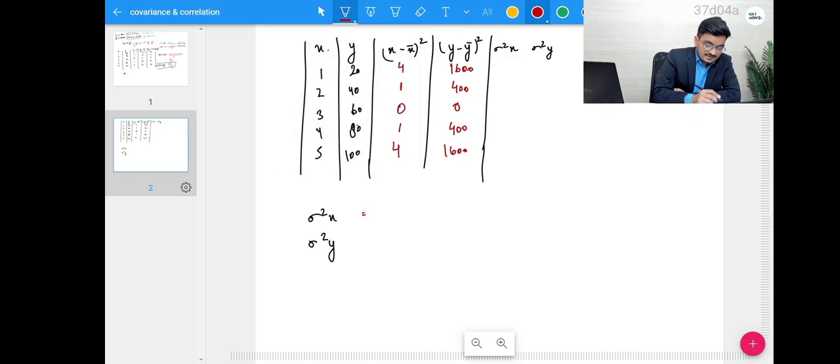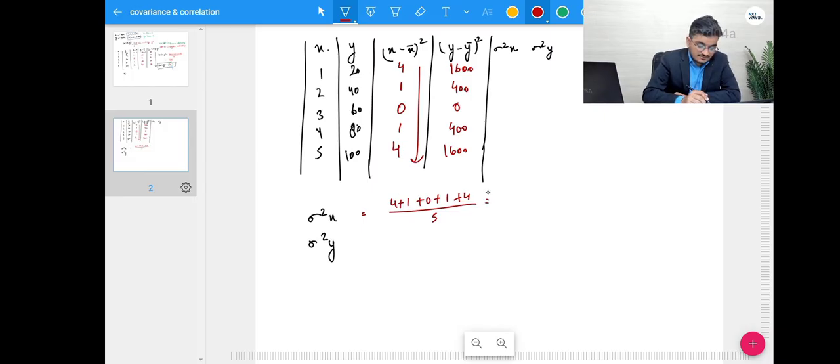So the variance of x will be the average of these. 4 plus 1 plus 0 plus 1 plus 4 divided by 5, which is 5 plus 5, 10, 10 by 5, which will give us 2. So our variance is 2 for feature x.